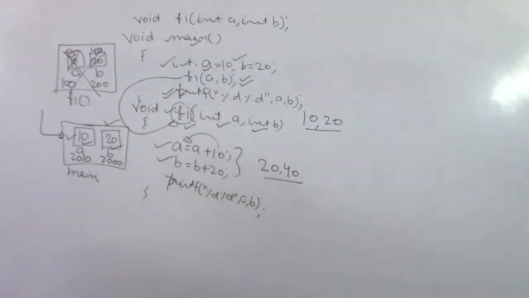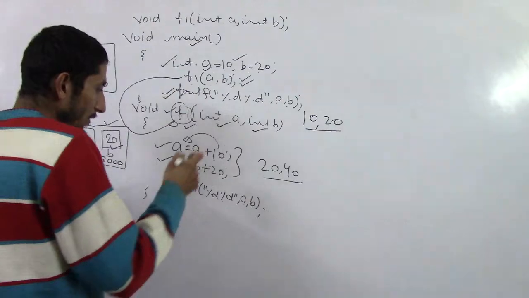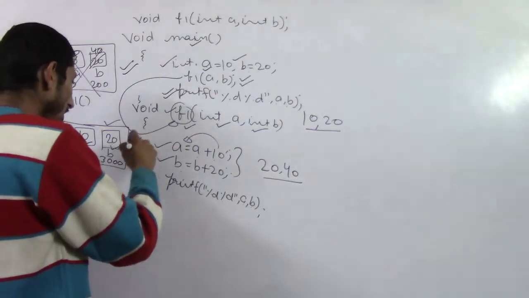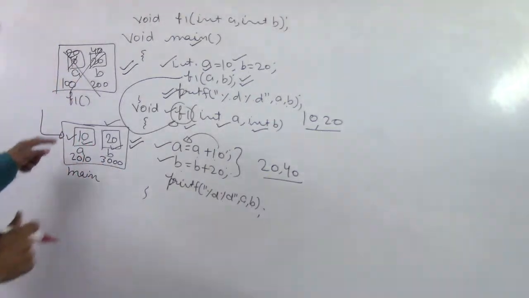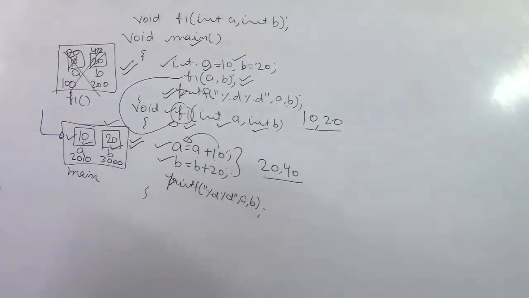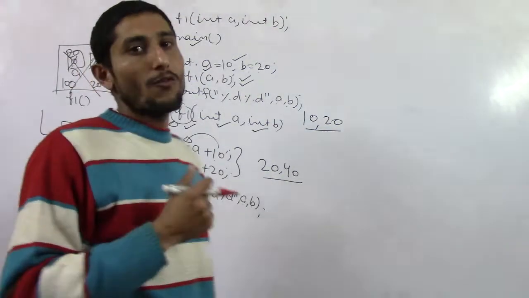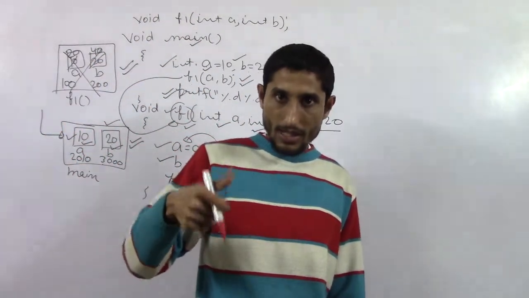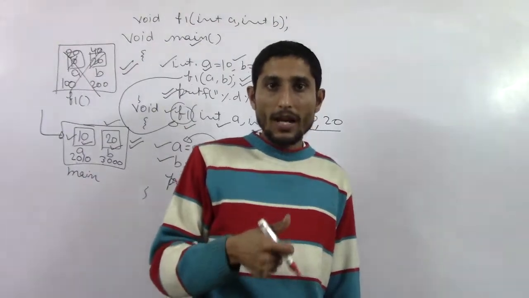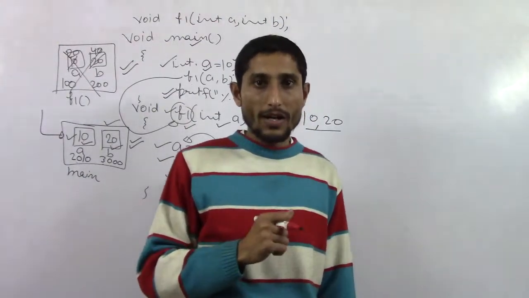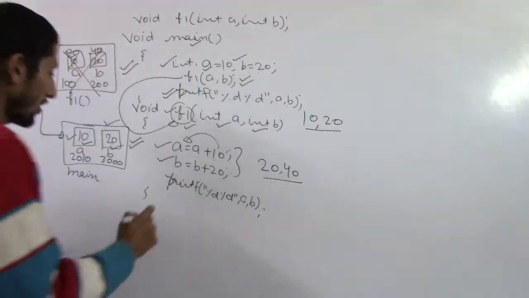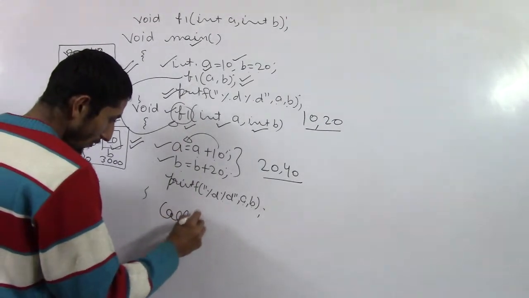I am going to repeat again. The moment you change the value of A and B of F1, it will not reflect or affect the value of A and B of main. Why not affect? Because the addresses are different. Incidentally you have taken the same name, but the addresses are different. That's why the values are not conflicting. Are you following this? That is called call by value.